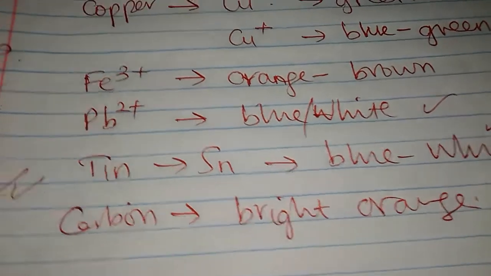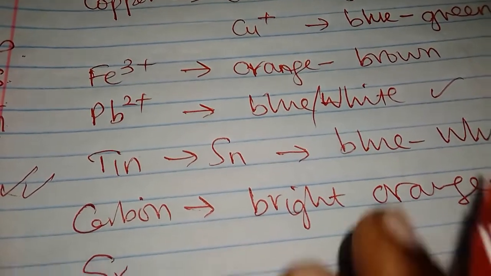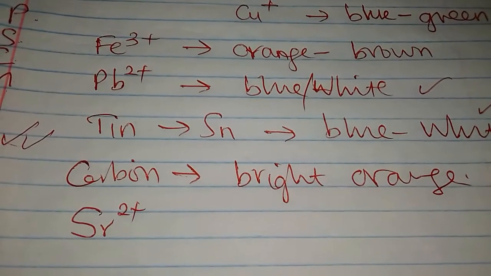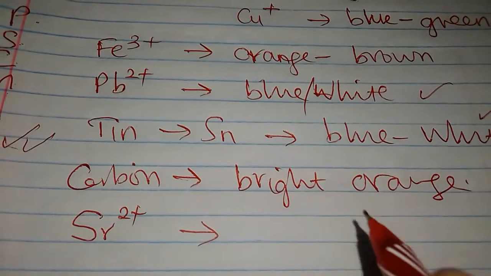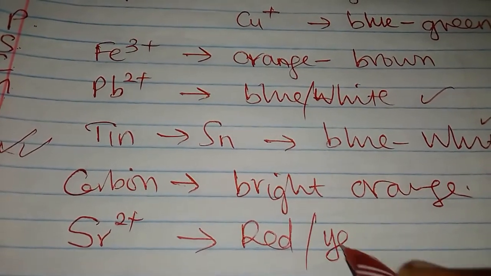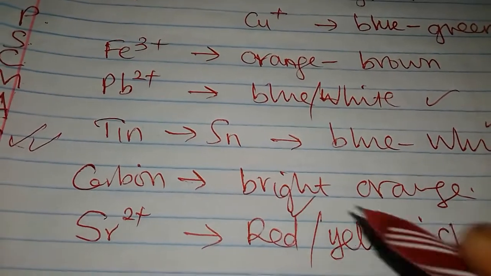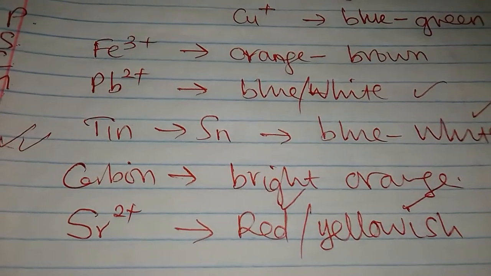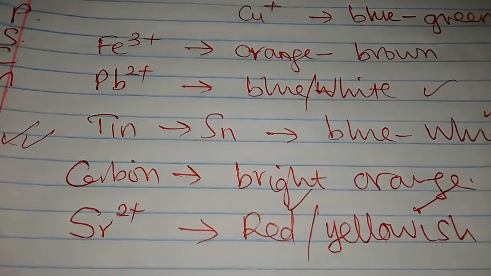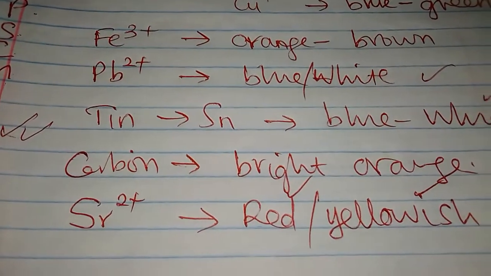Good. There may be another element like strontium. Strontium is actually a group 2 element. And in this case, strontium has the ability to burn with a red flame. Or sometimes we actually end up seeing what you call the yellowish. So a red or a yellowish flame. So a red or yellowish flame can get recorded just in case this element gets considered.